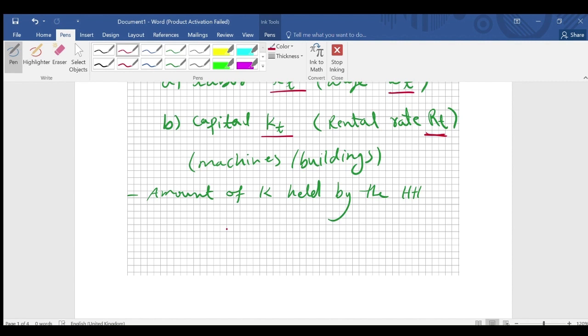So the amount of capital held by the household in each period is given by an equation which is called the capital accumulation equation, or the law of motion of capital. And that's simply K_{t+1} equals (1 minus delta) times K_t plus I_t, with delta between 0 and 1.